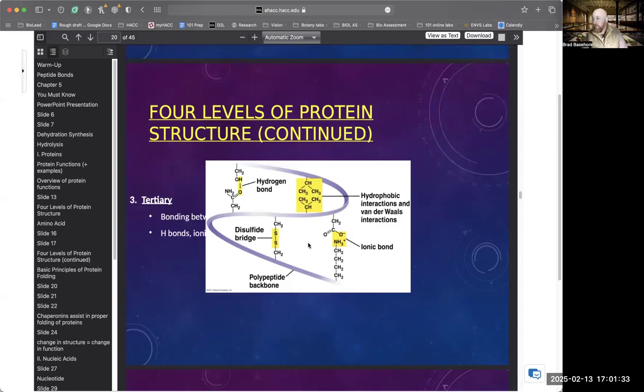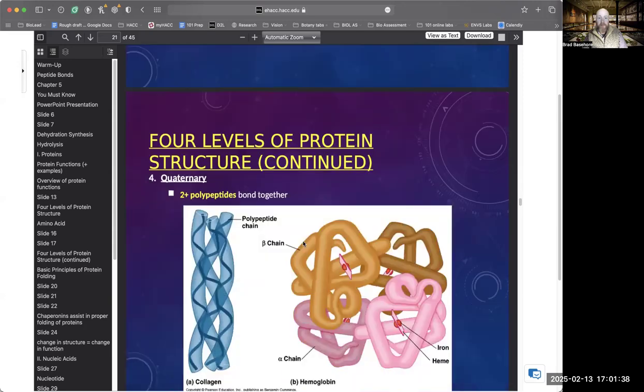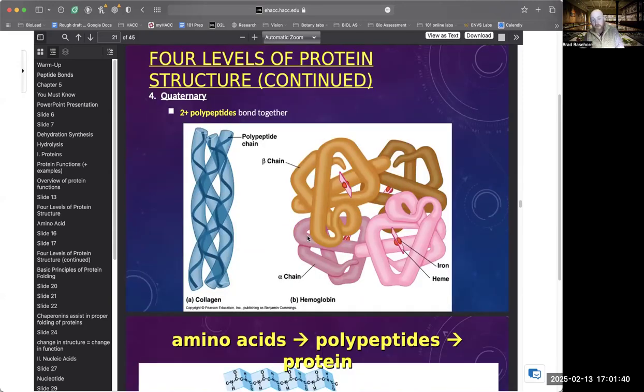So that's the third level of structure. It's the R group interactions. And then the fourth level, at the third level, let me back up, that chain is now fully folded, but it may not be a functional protein yet because a lot of proteins are multiple folded polypeptides together. So the fourth level of structure is when the protein gets its function and actually becomes a protein.